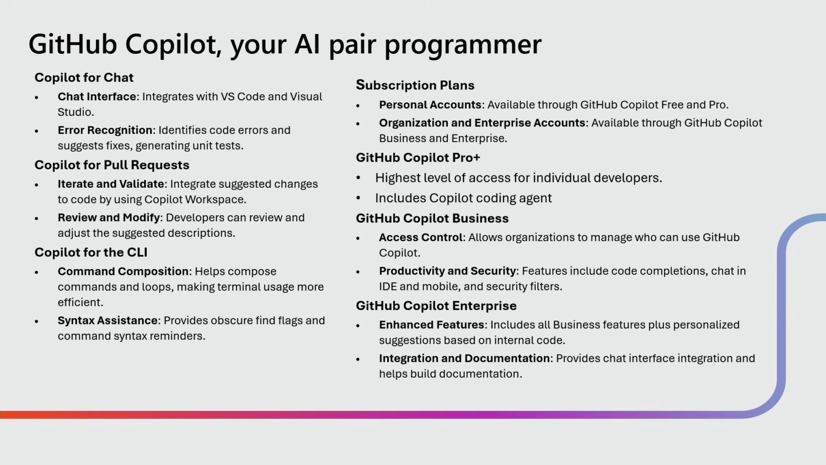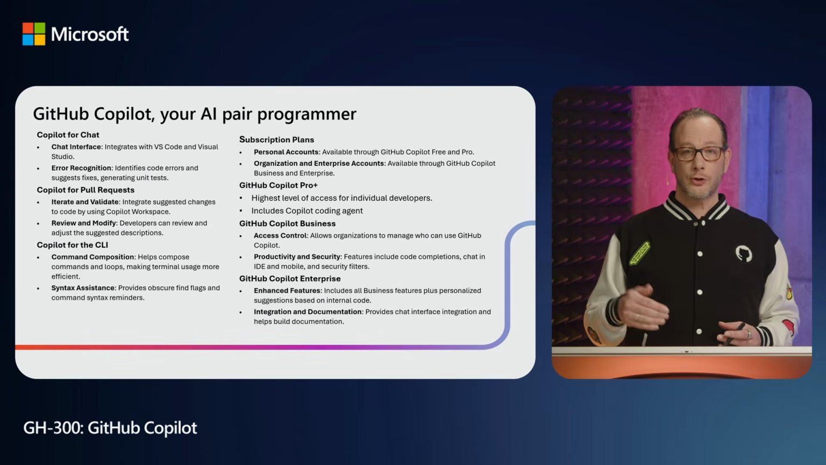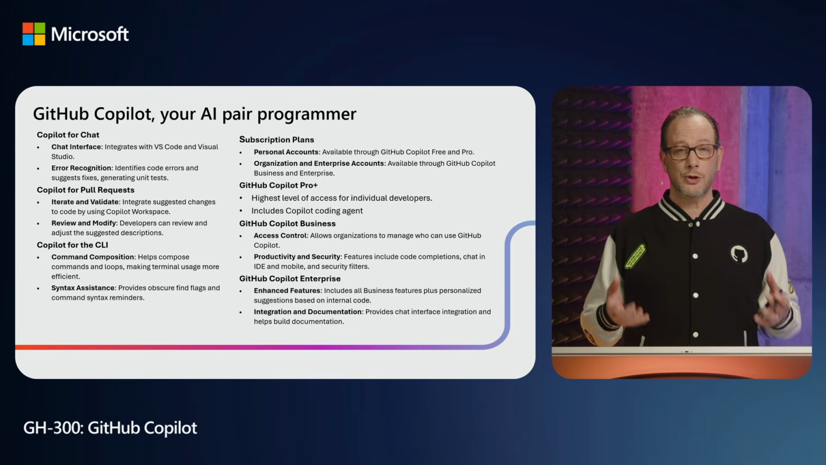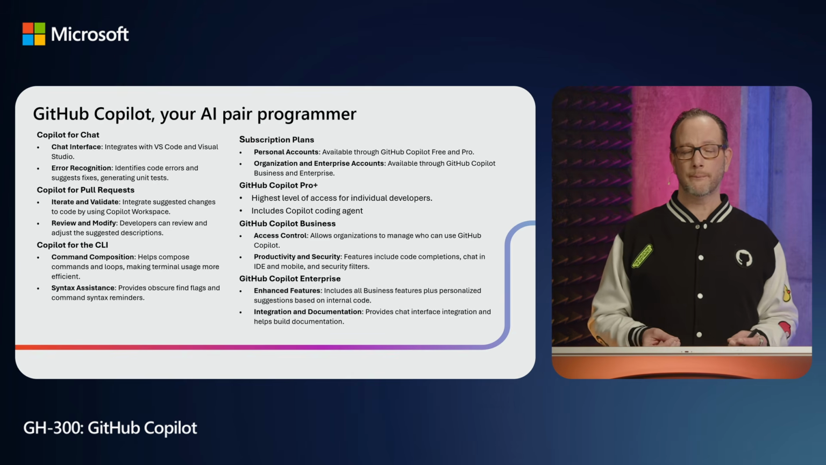GitHub Copilot acts like an always available AI peer programmer, working alongside developers in the tools that you already use. With features such as inline code suggestions, Copilot chat, and command line assistance, it helps developers write, fix, and understand code without leaving the workflow. It can recognize errors, suggest corrections, and even generate unit tests, all in real time as code is being written.